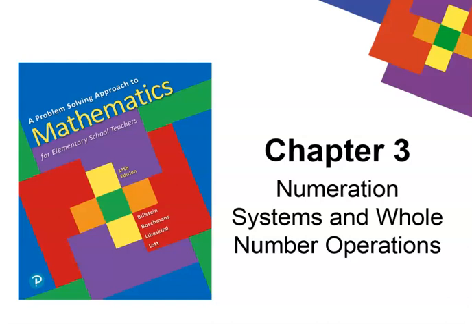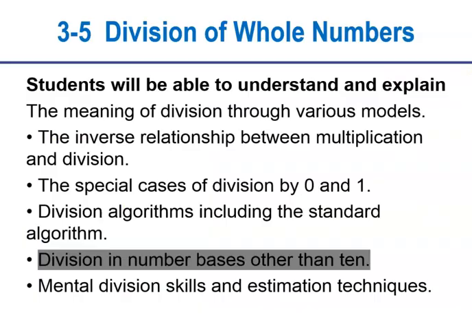This is our final section in Chapter 3. We're going to be discussing Section 3-5, Division of Whole Numbers. Students will be able to understand and explain. So here is our course outline: the meaning of division through various models, the inverse relationship between multiplication and division, the special cases of division by 0 and 1, division algorithms, including the standard algorithm.